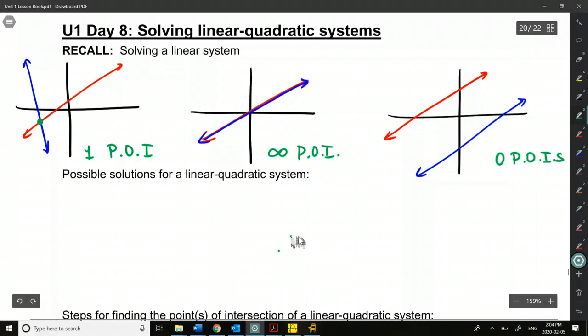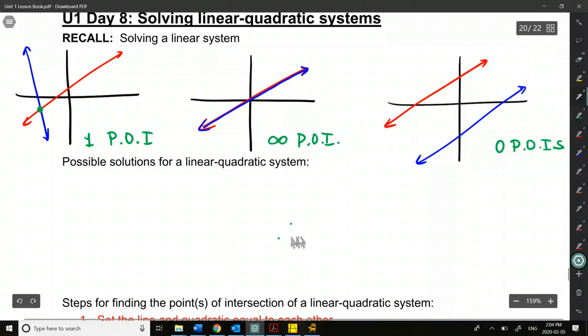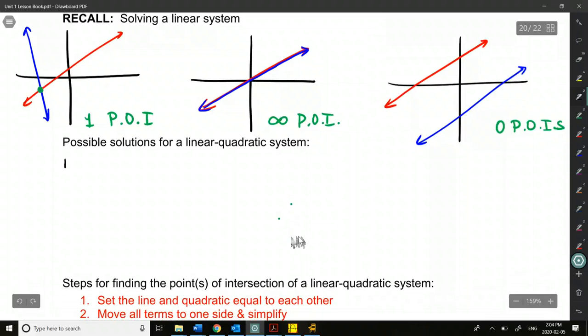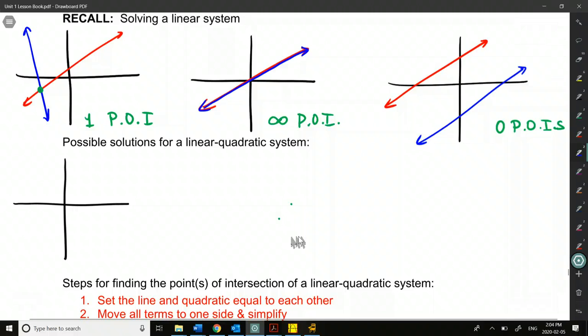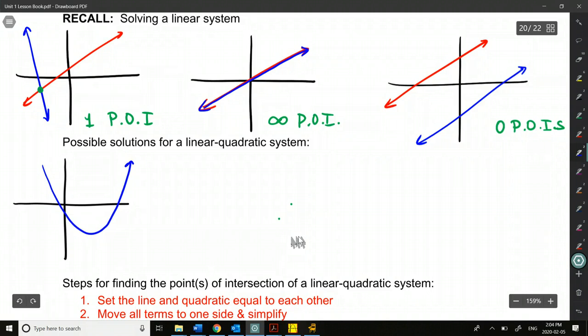All right, so what did you figure out? What possibilities are there for how a quadratic and a line can intersect? Give me one possibility. Kira? So once if it's a vertical line. Okay, so we could have a quadratic, let's say, and maybe a line that cuts right through it, like so. Yeah. So this is a possibility. That would be 1 point of intersection.